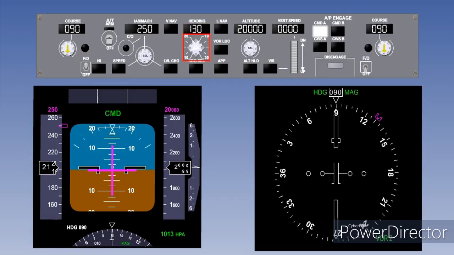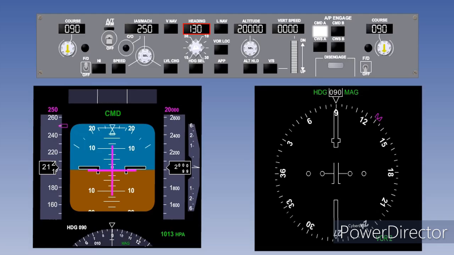Also associated with the heading selector is a bank angle limiter, which may be rotated to manually select a limiting bank angle, typically from 5 to 30 degrees, in increments of 5 degrees. It may also have an auto position, when the flight control computer will calculate a limiting bank angle that is appropriate to the mode in use.